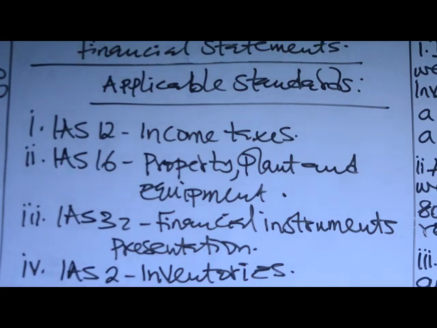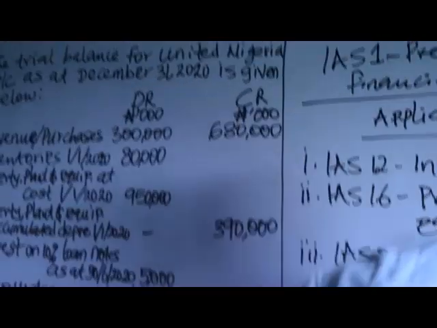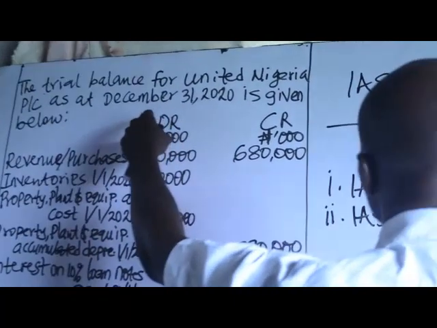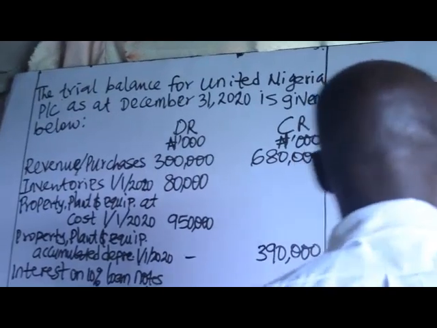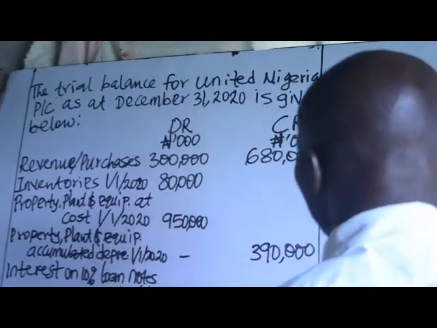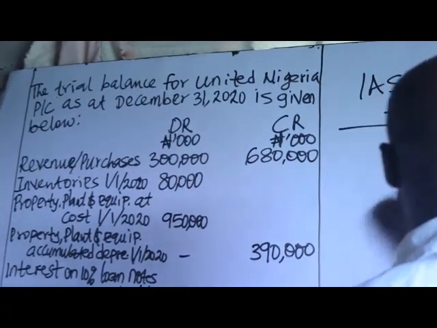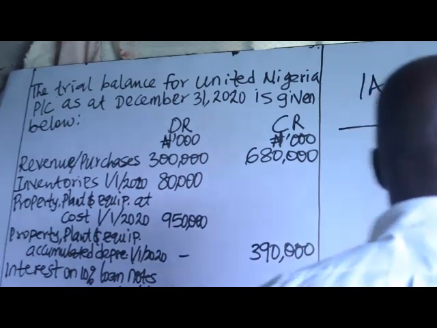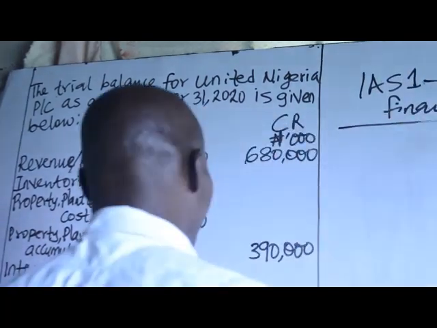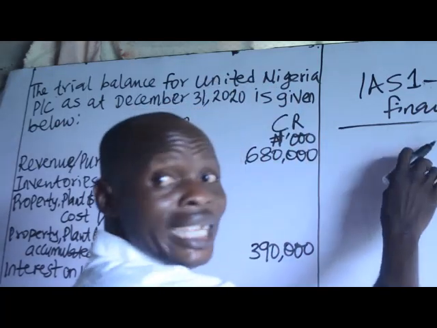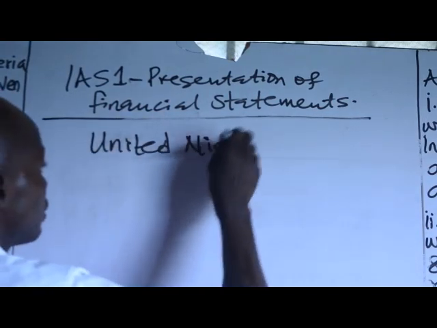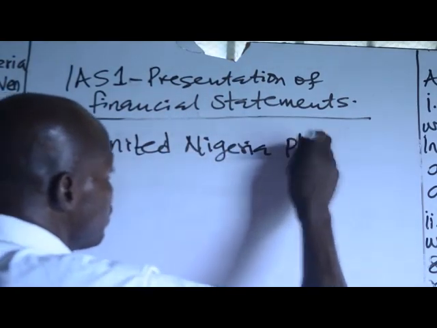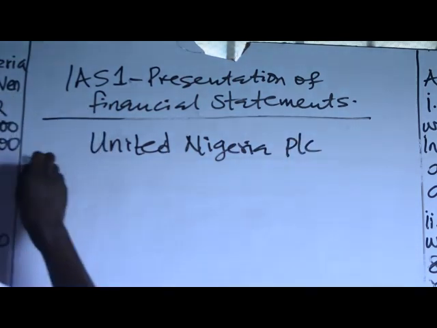Back to the question. The trial balance of United Nigeria PLC as at December 31st, 2020 is given below. The first thing should be the name of the entity, which is United Nigeria PLC.